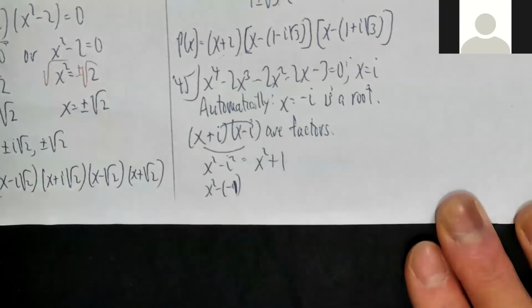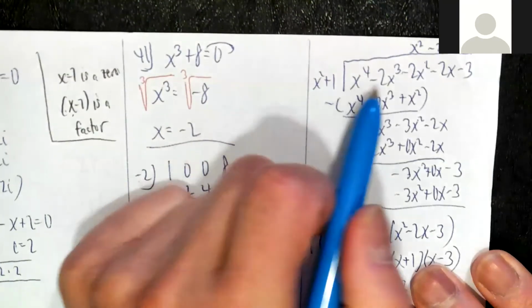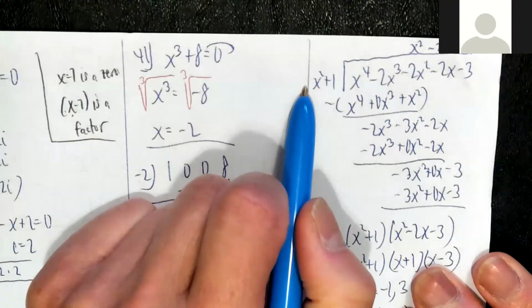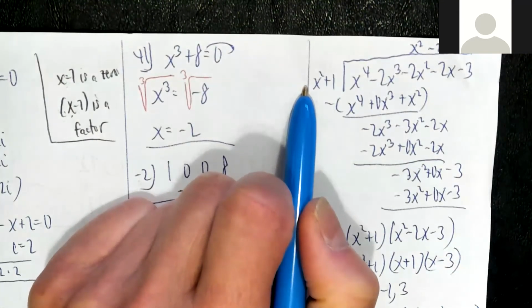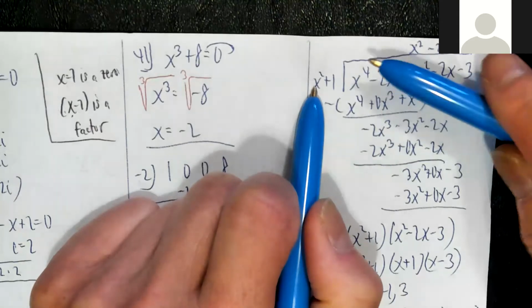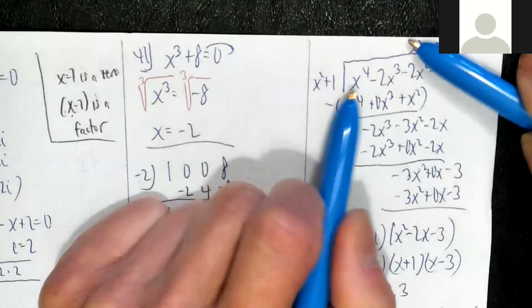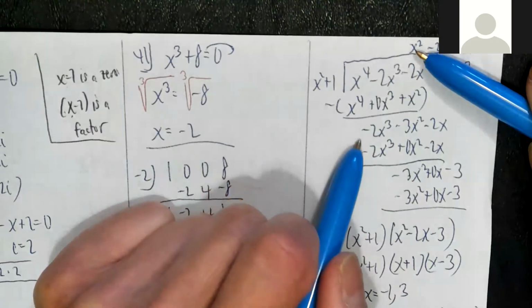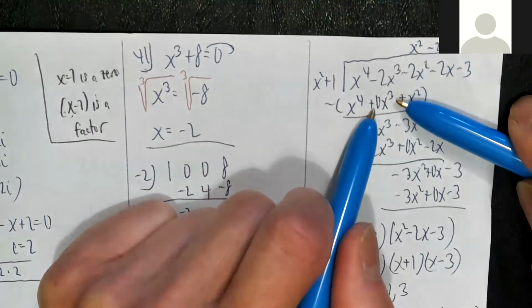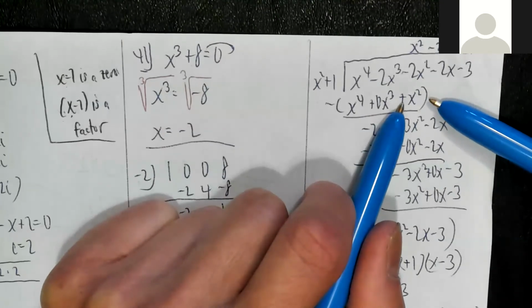So from the original, I will divide out x squared plus 1, like so. So x to the fourth minus blah, blah, blah, blah, divided by x squared plus 1. I should get no remainder. Let's try it. How do you go from here to here? x squared. Now, what's x squared times all this? x to the fourth plus 0x cubed. There's no x cubed. Plus x squared.